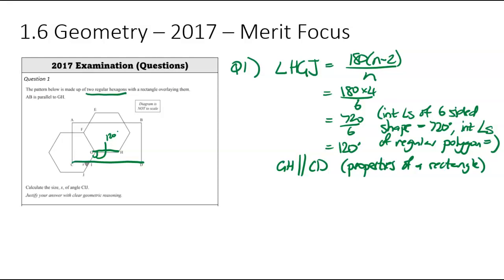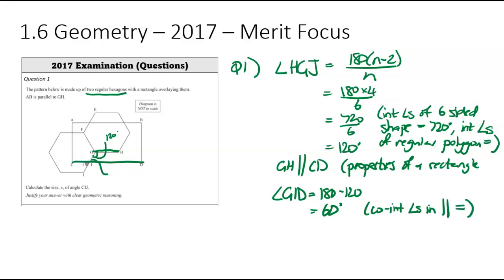Now that we've got that, what I'm going to do is move to finding this angle down here. It's a bit annoying to see, but it's GID. So angle GID, that's actually going to be co-interior to that 120 degrees. So that's going to be 180 minus 120. That there is 60 degrees. And that's because co-interior angles in parallel lines add up to 180 degrees.